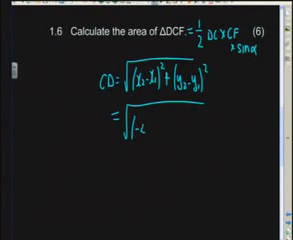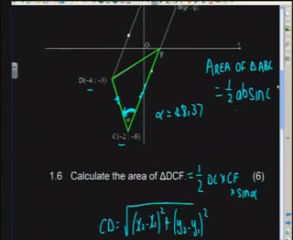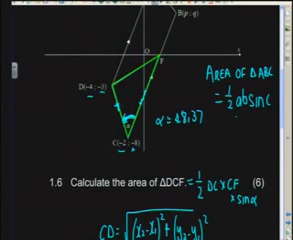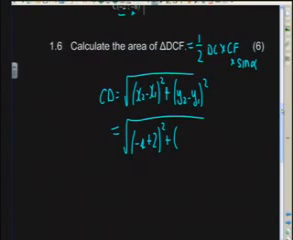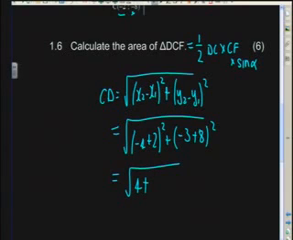So minus 4 minus minus 2, so it's going to become plus 2 squared, plus minus 3 minus minus 8. Now remember, when you're timesing negative by negative, it's going to become positive, so it's going to be negative 3 plus 8 squared. So that's going to give us 2 minus 4 is 2, 2 squared is 4, plus 8 minus 3, 5, 5 squared is 25. So we're going to get the square root of 29 as the length CD.